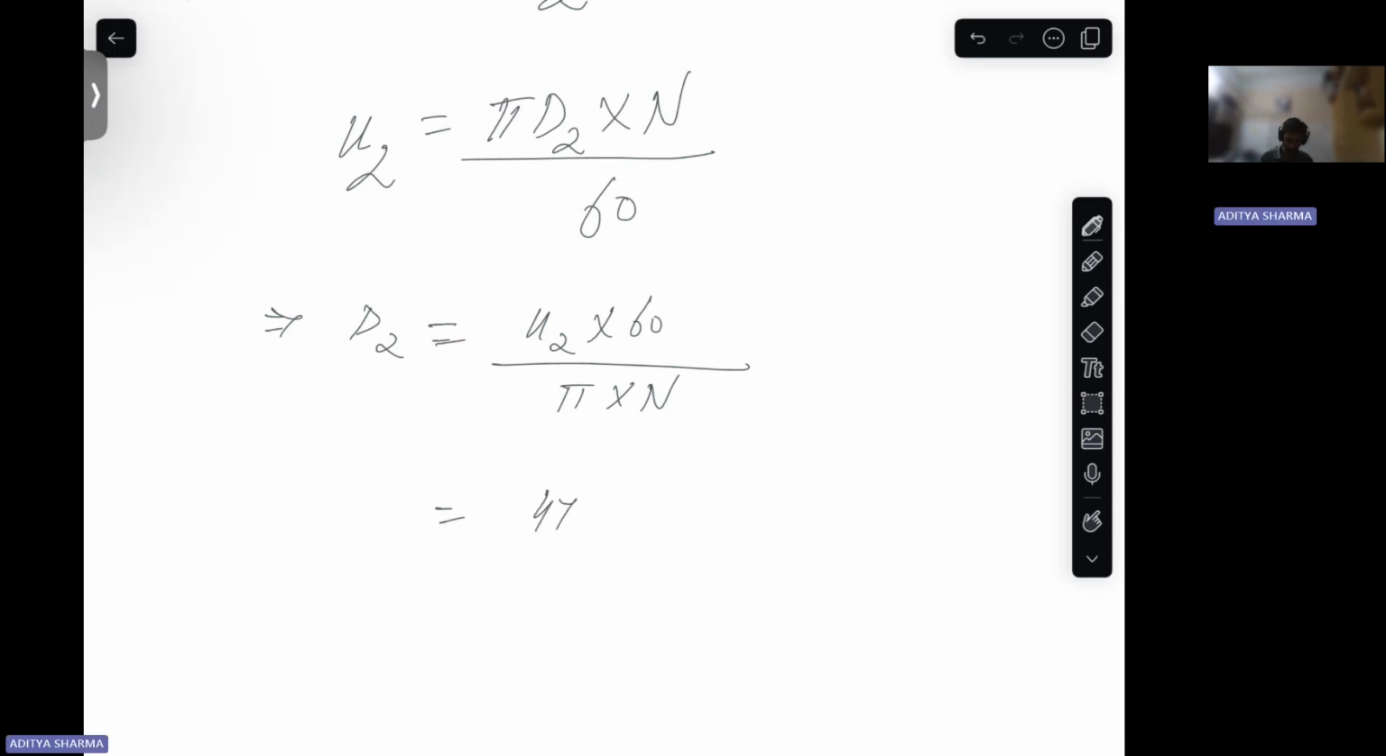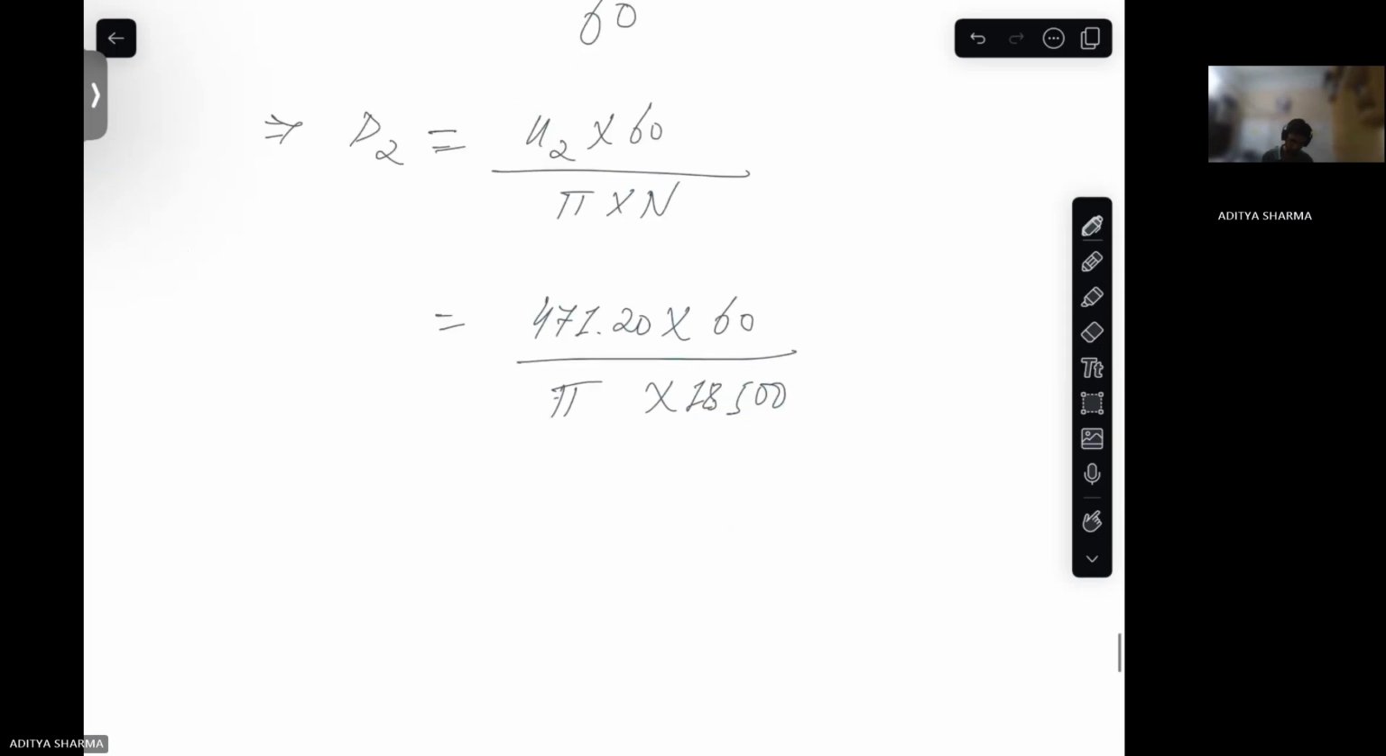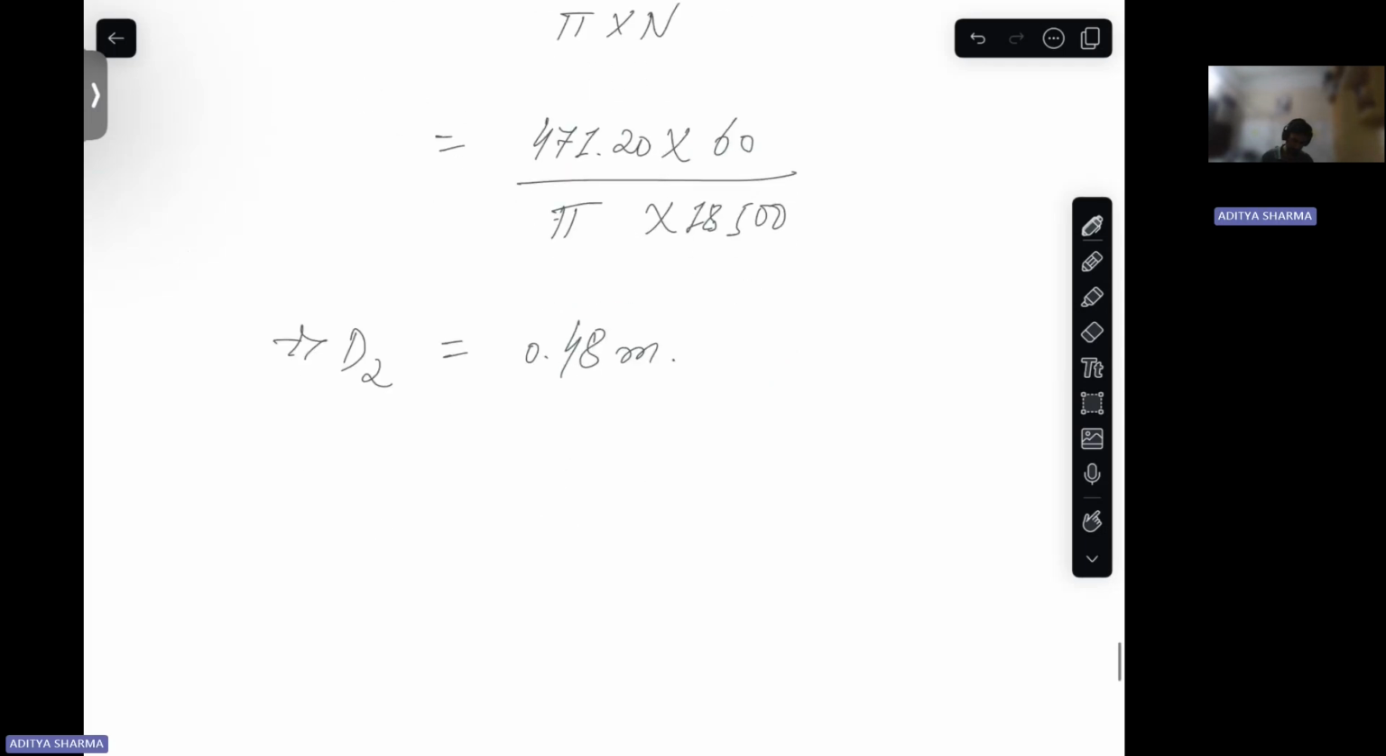So U2 is 471.20 into 60 divided by pi into 18500. If we calculate this, this will come out to be 0.48 meter. And in that case, hence D1 will come out to be 0.24 meter.